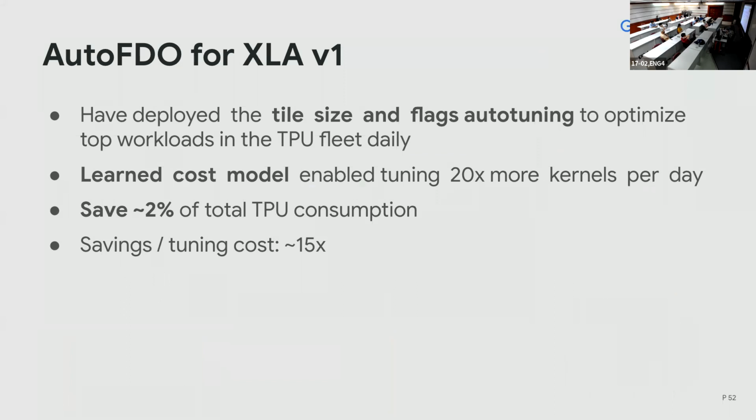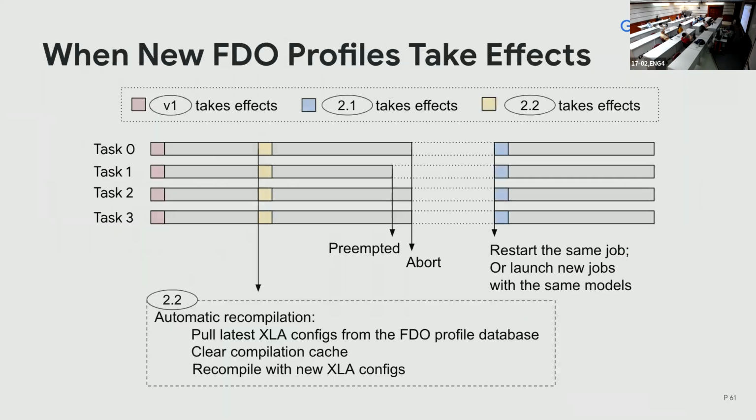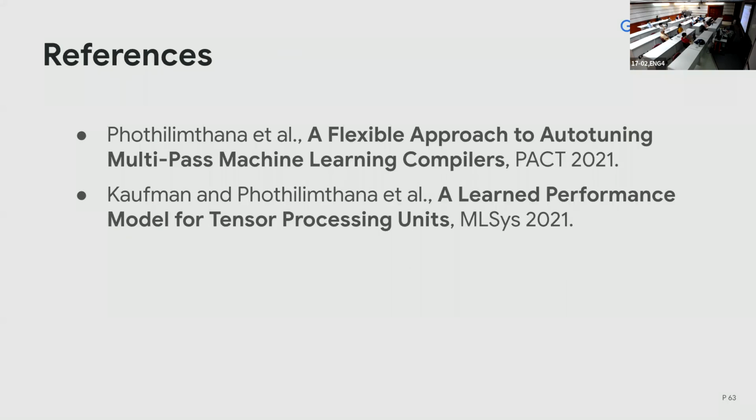So we have deployed the tile size and flag tuning through this method to optimize the top workloads in our data center every day. And we also deploy the learned cost model, which helps us tune 20 times more kernels per day. And overall, we have seen about 2% saving of the total TPU consumption time. And if we look at the saving versus tuning cost, we spend about 1 TPU to save about 15 TPUs worth of time. And I'm going to skip the rest, because we don't have so much time, and I'll leave the rest for questions.